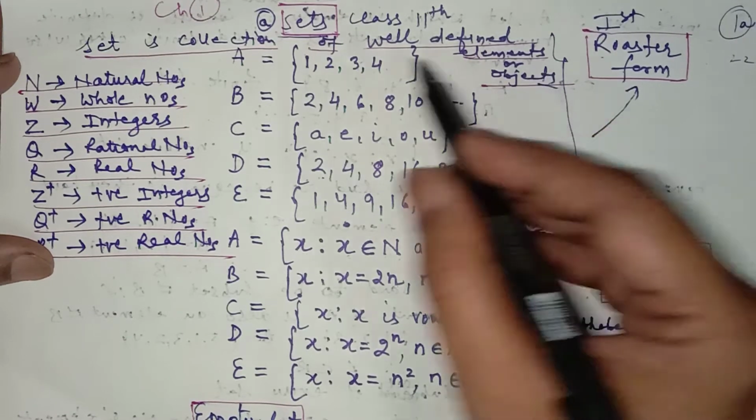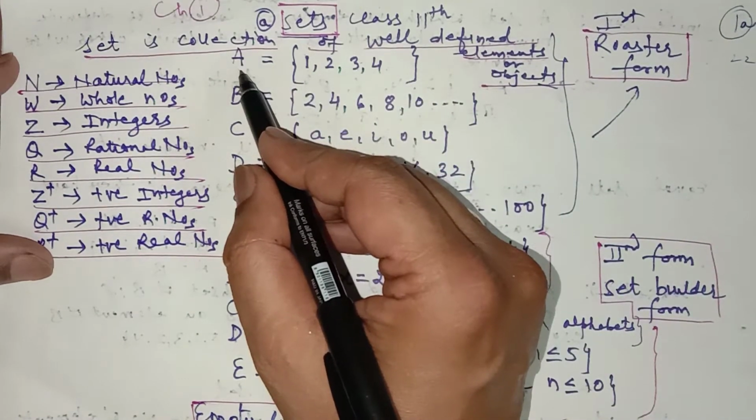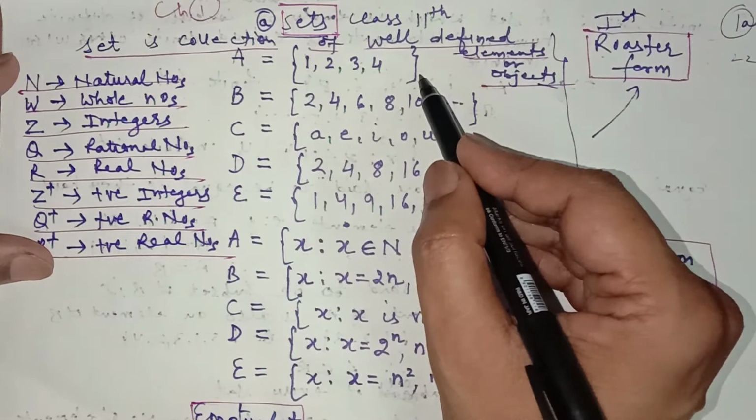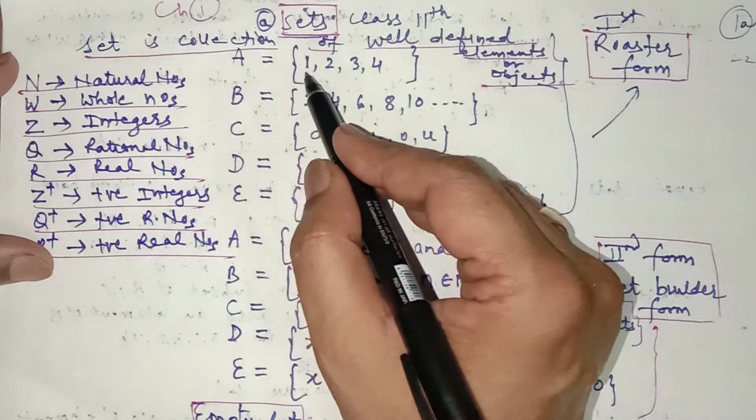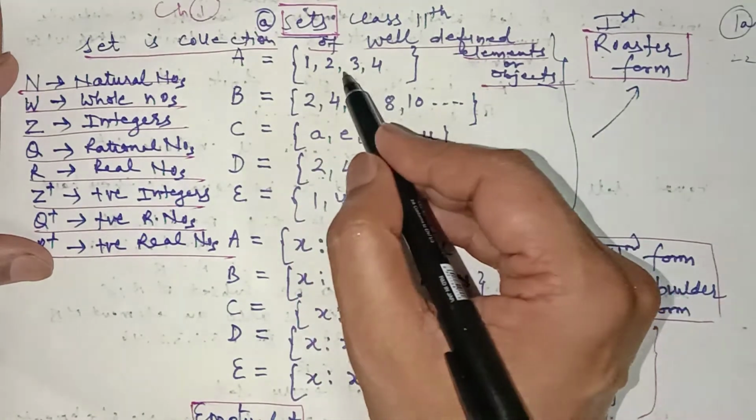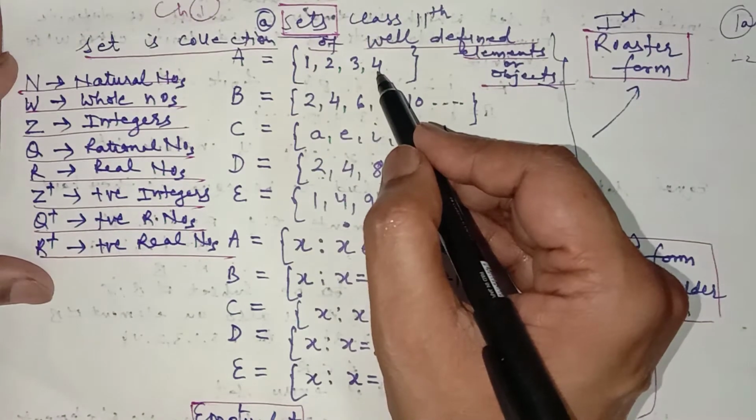It is denoted by a capital alphabet and curly brackets. I have taken a set A, capital A, which contains the elements 1, 2, 3, 4. They are separated by commas, and the elements or objects are 1, 2, 3, 4.